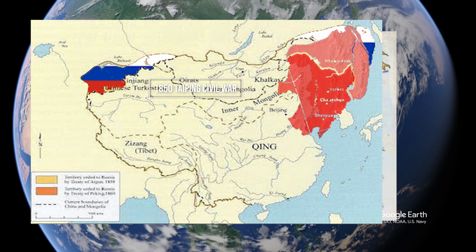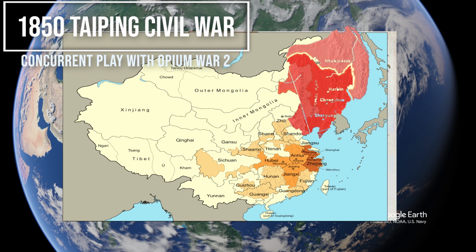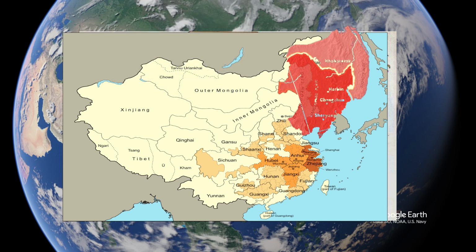Between 1850 and 1864, concurrently with the Second Opium War, the Chinese government was also engaged in a civil war known as the Taiping Rebellion, fought between the Manchu-led Qing dynasty and the Hakka-led Taiping Heavenly Kingdom. So the Hakka, they were a Han subgroup. So the Hans are predominantly from the southern portion of China, I believe.